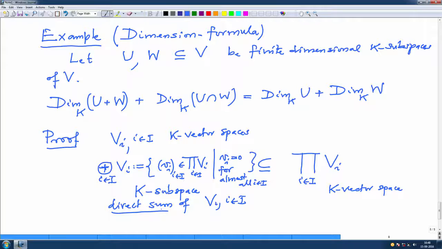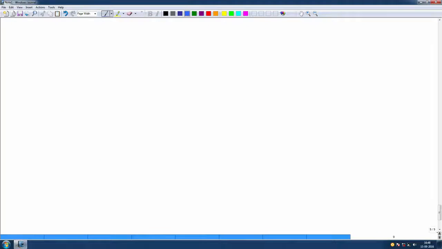But in case of a finite index set, obviously this subspace equals the whole space. So, we are going to use it for two vector spaces, namely U and W. So, the direct sum U direct sum W is simply the direct product with a component wise structure, and obviously we have a natural map from U direct sum W to V. It is a very natural map.